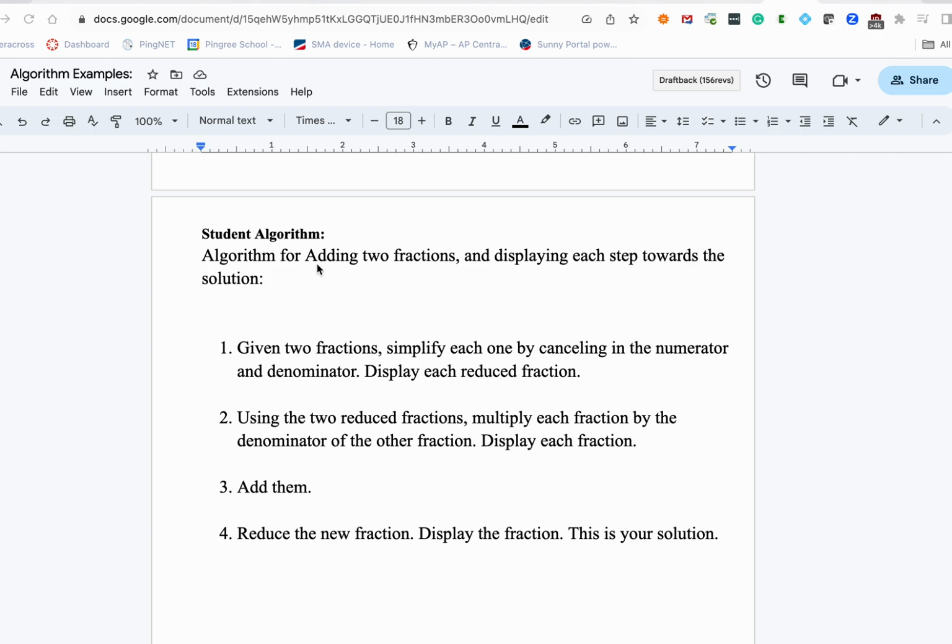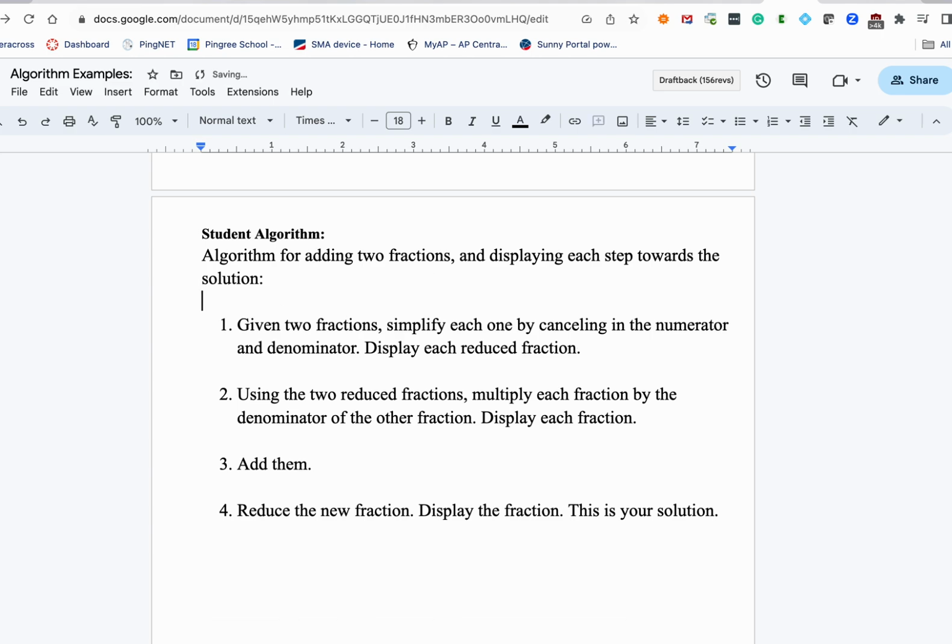Not sure why that is capitalized there. We don't need to. But you're trying to think of all the steps you need to sort of explain to someone how to add two simple fractions, and then we're going to turn that into code and try to get it to run on Python. So this is a student attempt at this. See how you like it.